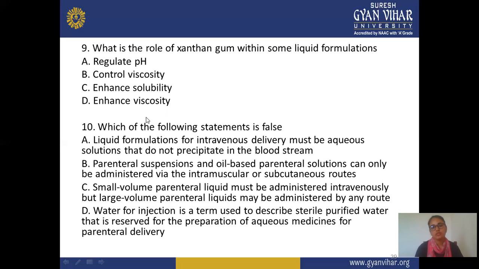Last, the 10th question. In this, which of the following statements is false? A option is liquid formulation for intravenous delivery must be an aqueous solution that does not precipitate in the bloodstream. In B option, parenteral suspension or oil-based parenteral solution can easily be administered by intramuscular or subcutaneous route. And C option, small volume parenteral liquid must be administered intravenously, but large volume parenteral liquid may be administered by any other route. And last, D option, water for injection is a term used to describe sterile purified water that is reserved for preparation of aqueous medicine for parenteral delivery.